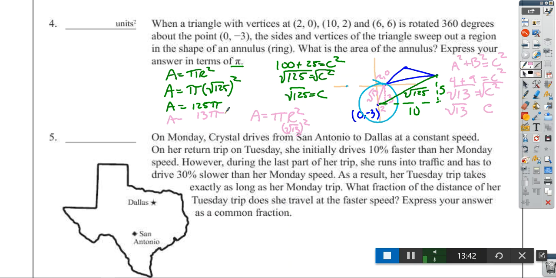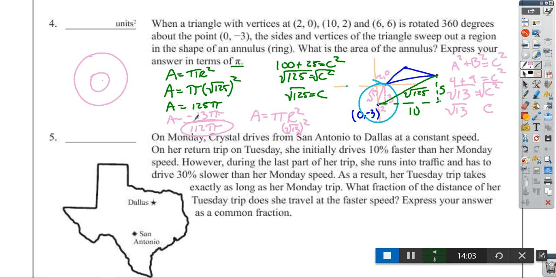Well, what is the difference? In an annulus, what I'm essentially doing is finding the area of the big circle and then subtracting out the area of the small circle. The area of my big circle is 125 pi, the area of my small circle is 13 pi. I will simply subtract them, and I will get 112 pi. And that is my answer.